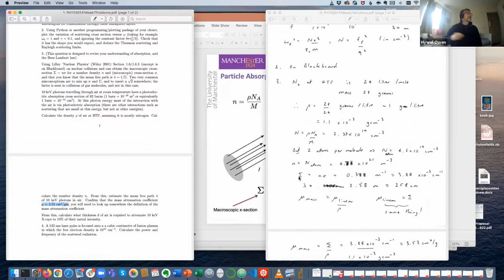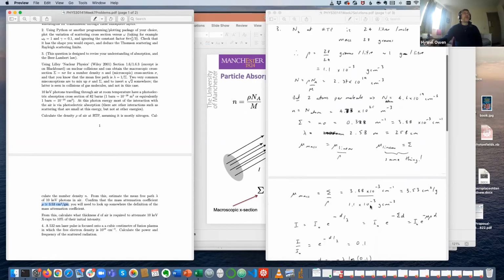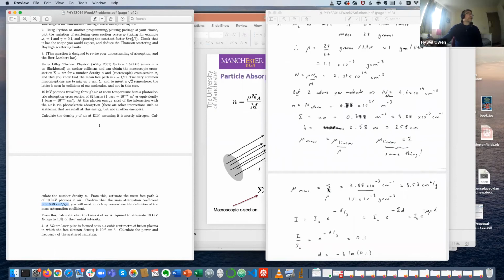That can be a little hard to find. Another way to look at it is to simply look at the units of the mass attenuation coefficient here on the question sheet. It's given in centimeters squared per gram. So to obtain the mass attenuation coefficient, I simply have to combine the density and the macroscopic cross-section in such a way that I obtain something which has the correct units. And I simply divide one by the other, which is what I'm doing up here. So the macroscopic cross-section is 3.88 times 10 to the minus 3 per centimeter. And the density is just 1.1 times 10 to the minus 3, which is 3.53 centimeters squared per gram.